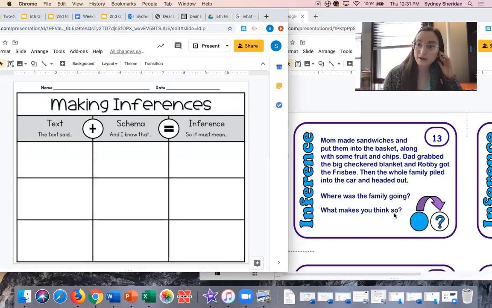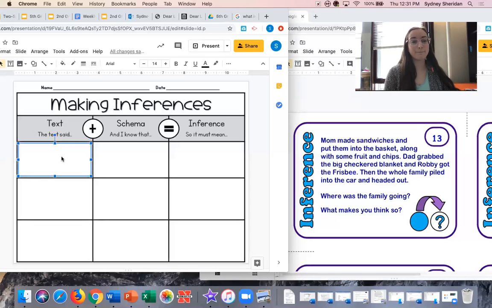So I need to think about the details in this text that are going to be clues to help me figure out where the family's going. You might already have some ideas in your head about where the family might be going, but when you make an inference, you need to make sure you're also using details from the text and thinking about why you're able to tell that they're going where they're going. So I'm thinking that Mom made sandwiches and she put them in a basket and they got a big checkered blanket. Those two things are making me think about maybe going on a picnic.